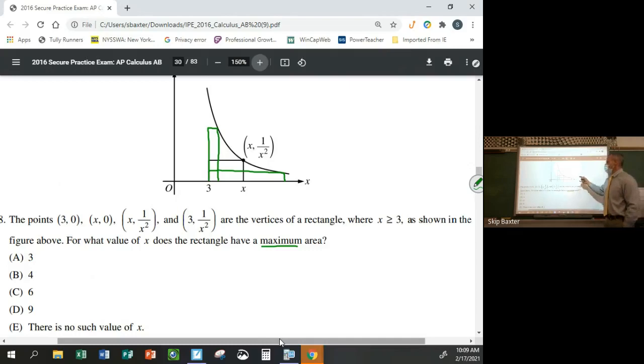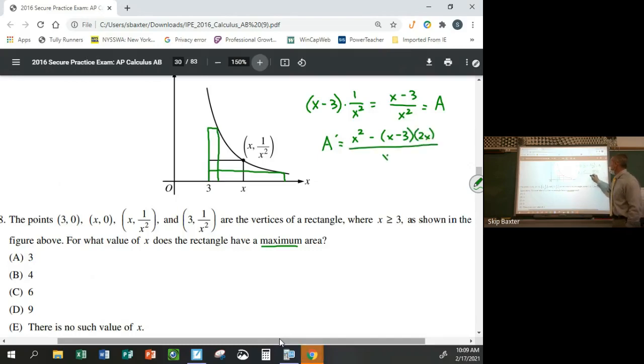So you're going to find the area of the rectangle, which is just the width times the height, right? That's the area of the rectangle, which is (x minus 3) over x squared. So I'm going to find out when this is at a maximum. A prime is the bottom times the derivative of the top minus the top times the derivative of the bottom, over the bottom squared. If I simplify this, I get x squared minus 2x squared plus 6x over x to the fourth. This simplifies to negative x squared plus 6x over x to the fourth.